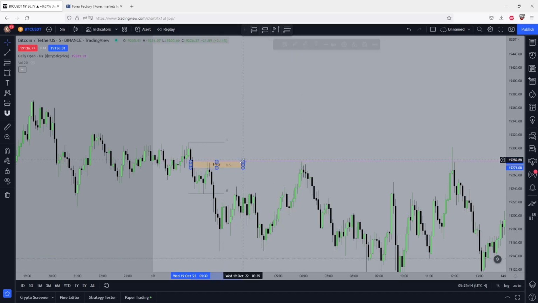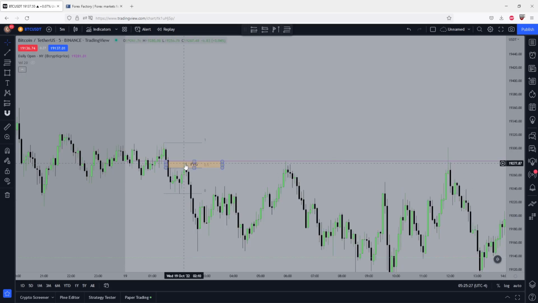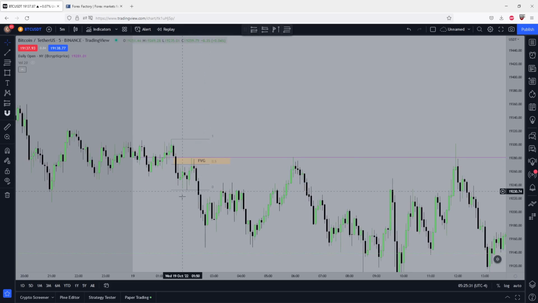So we have a fair value gap right here, and as you can see, price pushes up into it. So first it breaks down, takes out these lows, and is looking for the liquidity below these pretty equal lows right here. Price pushes back up into a premium, goes into the fair value gap, and then sells off.